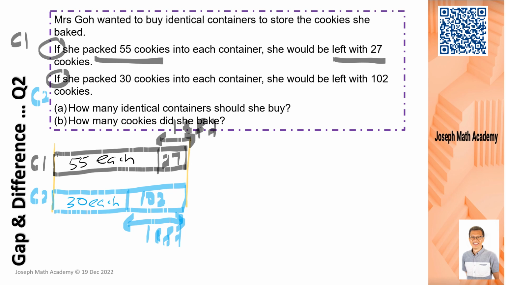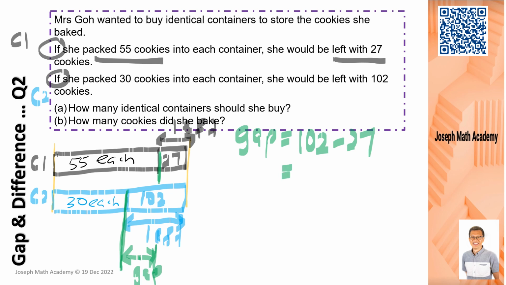Okay, so if you recall how to do it, we have to use equations. Now, the first equation will be the gap. So what is the gap? The gap starts from where? Here, and ends where? Here. The start of the left and the start of the other one. So this is the gap. So the gap is simply 102 minus 27. So when you take 102, subtract 27.